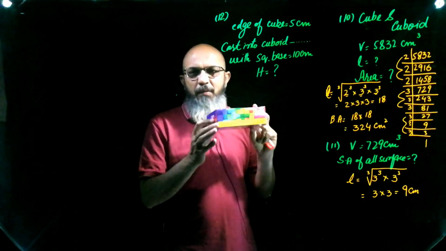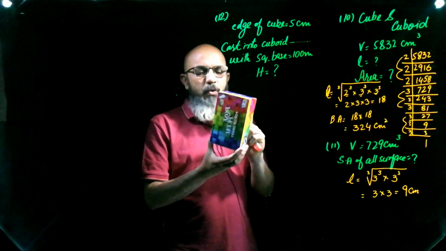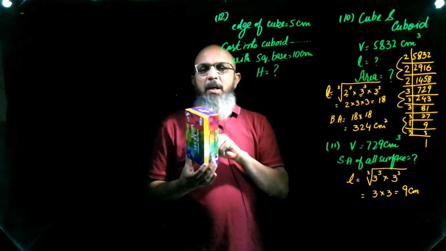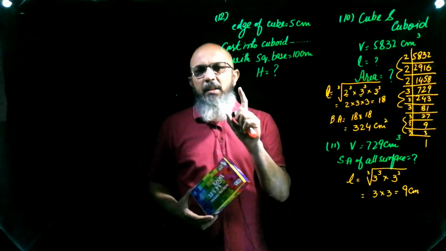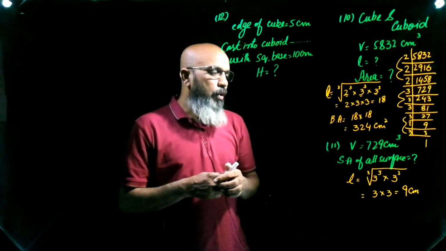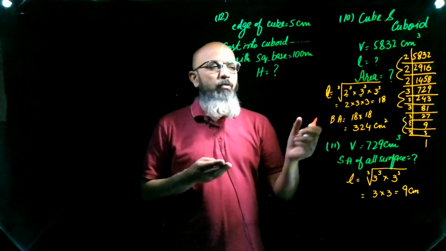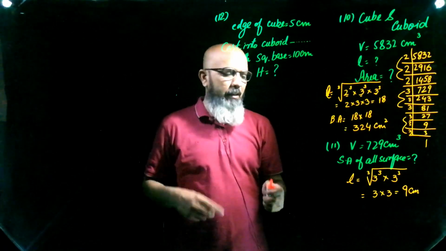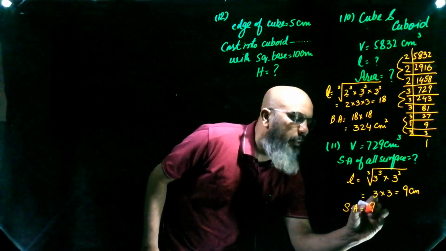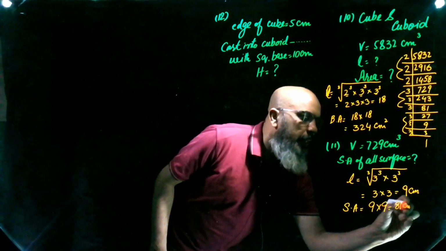Okay, now how many face areas does a cube or cuboid have? Let's count: 1, 2, 3, 4, 5, 6. Each cube and cuboid has 6 faces, right? So we have to find the surface area of all faces. First, how will you find the surface area of one face? We simply find length into length. Surface area is equal to length into length, that is 9 into 9, that is equal to 81 centimeters square.